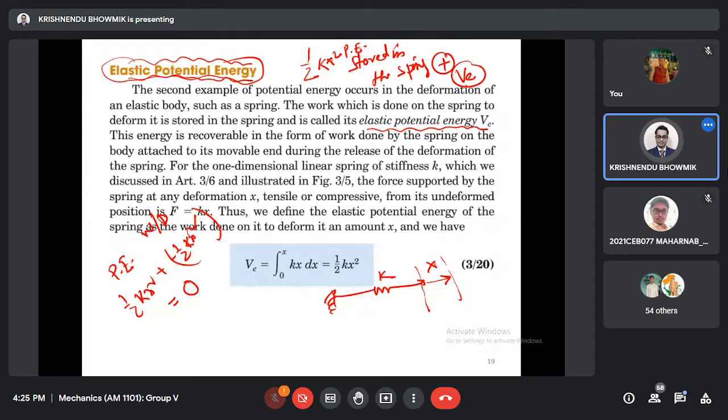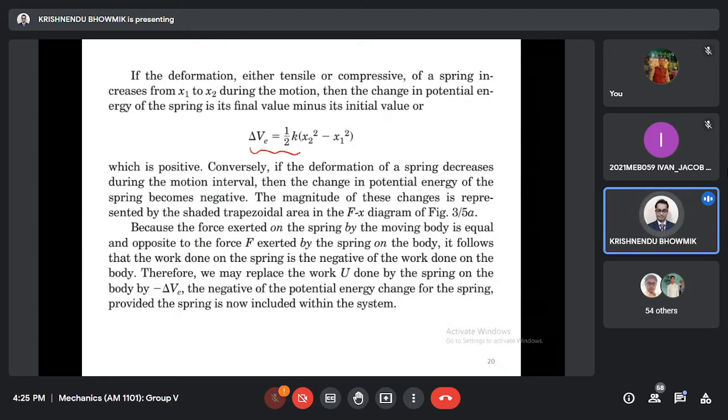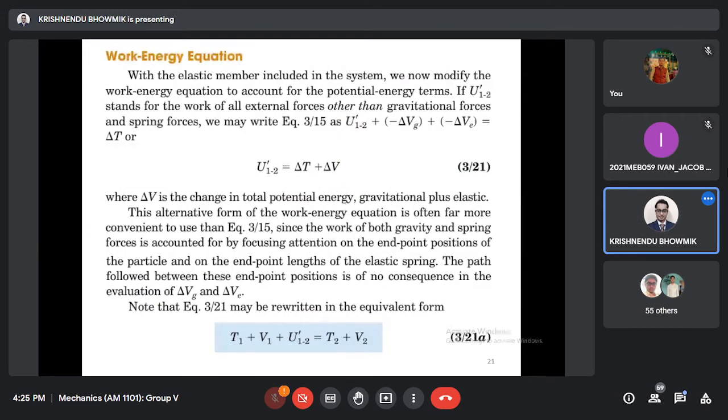Have you understood this point? Work done was negative, but the potential energy stored in the body was positive, because potential energy and work done, summation wise, are 0. Have you understood this point? Yes, sir. So the change in your elastic potential energy is this. It is positive: energy stored in the spring is positive. Work done by the spring is negative. Total as a whole, it is 0. Net change is 0.